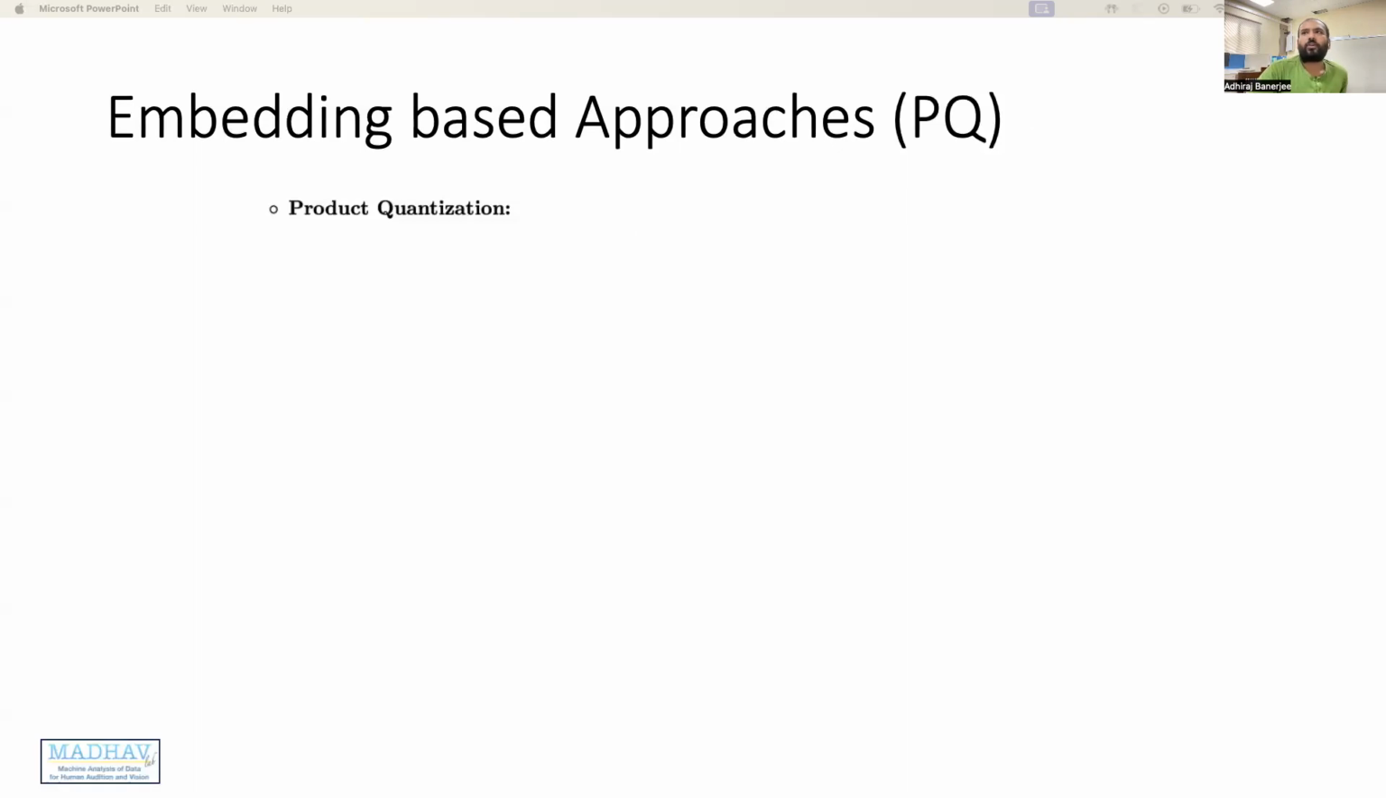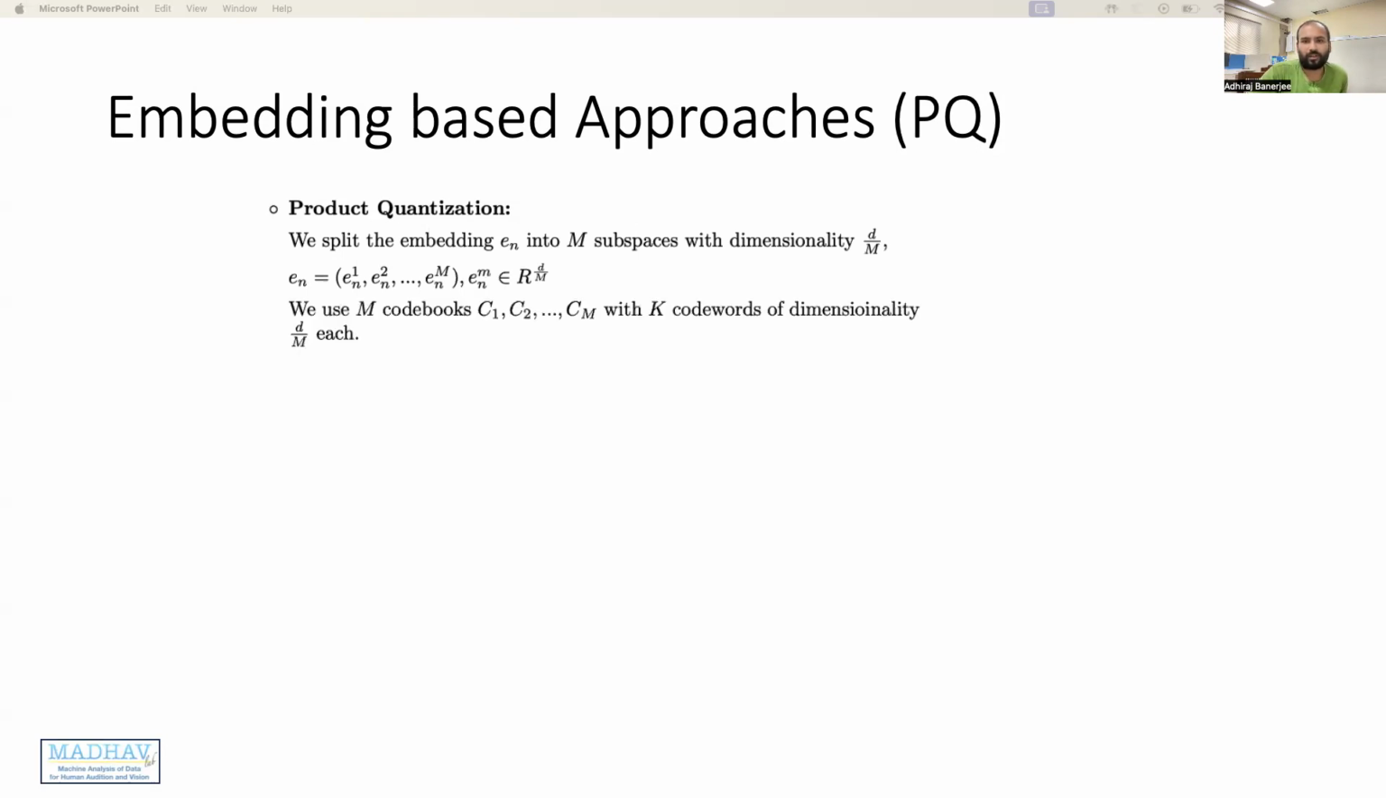I will now present the final topic in this series, product quantization. Product quantization is a better and stronger quantization technique than vector quantization. In this technique, we first split the embedding into n subspaces with dimensionality d by n. We then quantize each of the n subspaces with n codebooks having k codebook vectors, each of dimensionality d by n. As can be seen, the quantized representation is then a concatenation of n codebook vectors, each chosen from each of the n codebooks.